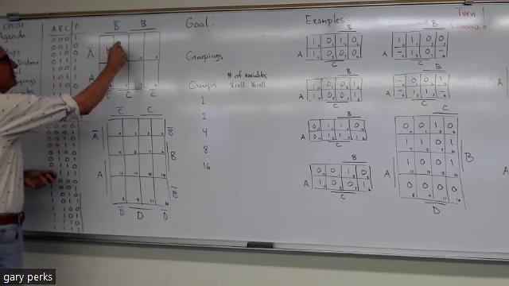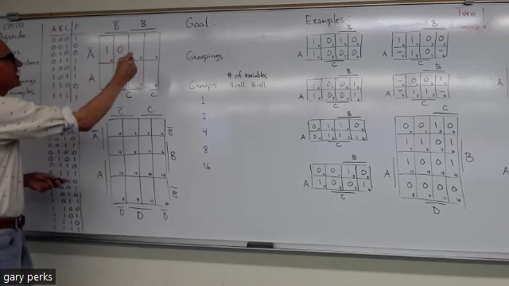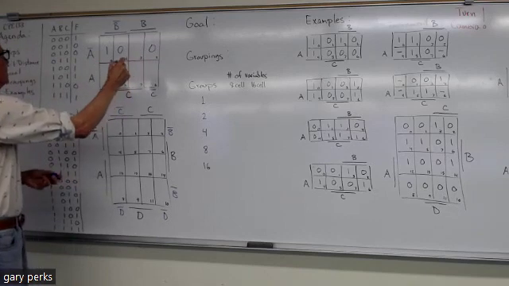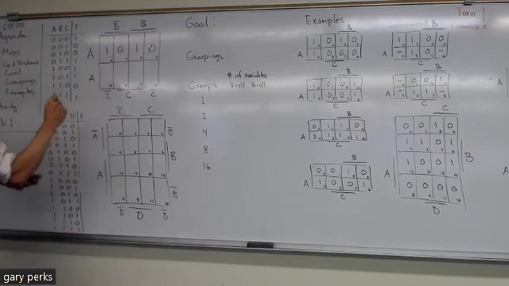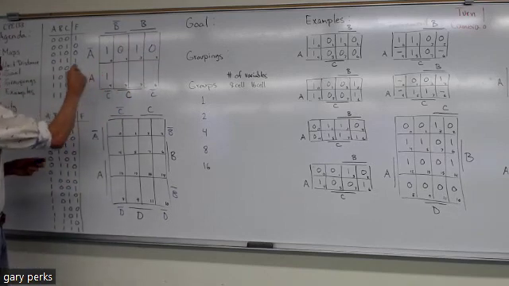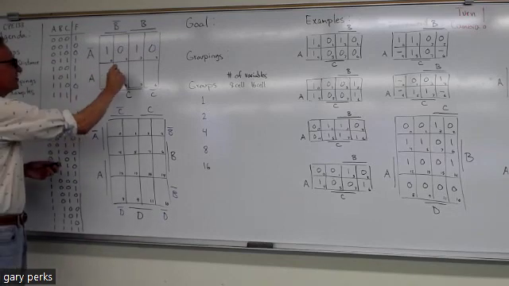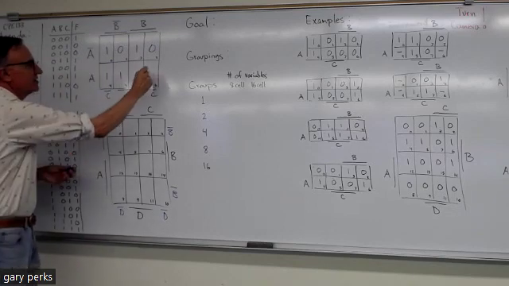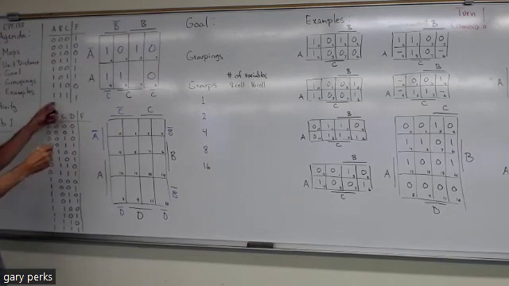For index 1, the output is 0. For index 2, the output is 0. For index 3, the output is 1. For index 4, output is 1. For index 5, output is 1. For index 6, output is 0. And for index 7, output is 1. So the output values go in the corresponding input block.